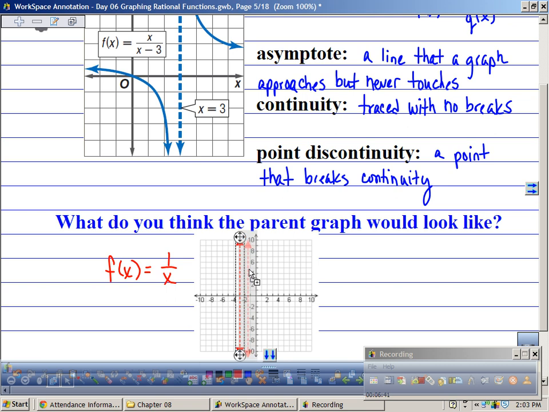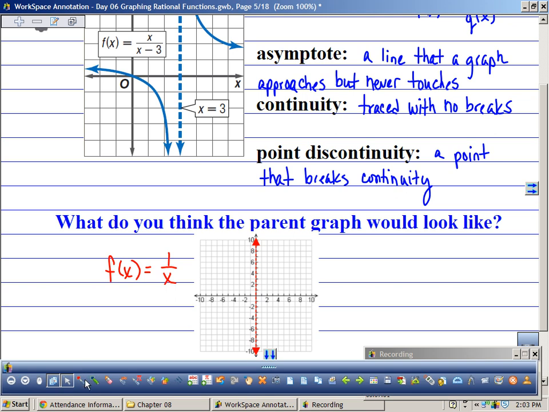In general, a parent graph, it would be right at 0. Good job, Edwin. It would be right at 0. For this one, it's shifted over a little bit. So if it was a parent graph, it would be right smack in the middle, with perfect symmetry. So what do you think these curves would look like? I keep saying lines. Good.